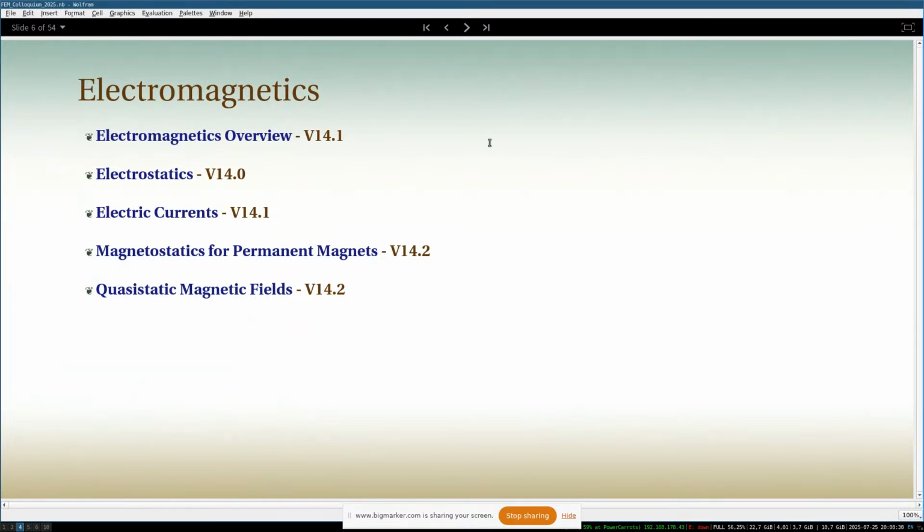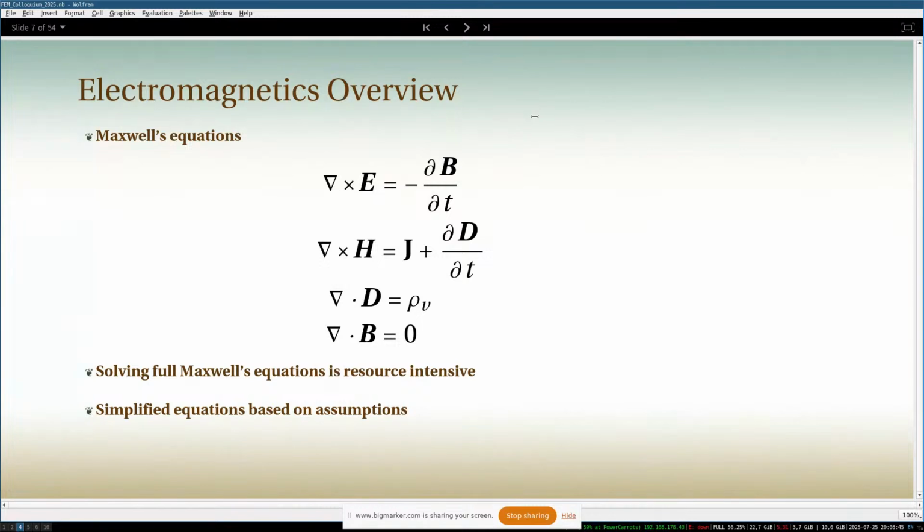Electromagnetics. So we started electromagnetics in version 14.0. We've added an overview in 14.1 and electric currents in 14.1. And in 14.2, we added magnetostatics for permanent magnets and quasi-static magnetic fields. So that was quite a bit of an effort to do. And what's happening there is, in electromagnetics, we solve, in essence, Maxwell's equations. However, solving the full set of Maxwell's equations is complicated and resource intensive. So what you typically do is you try to find simplifications based on some sort of assumptions. And with these assumptions, you get simplified models that you can use in specific scenarios.